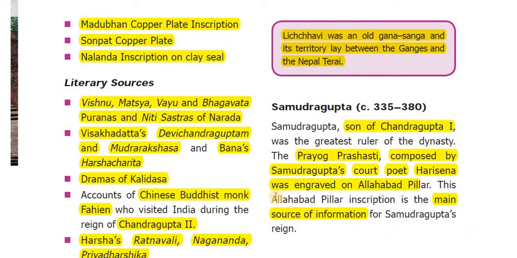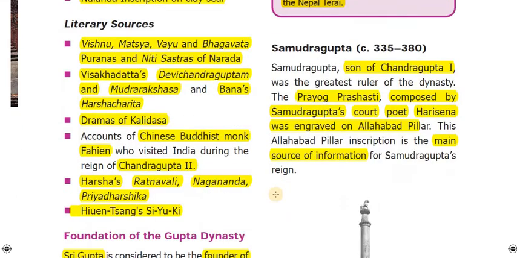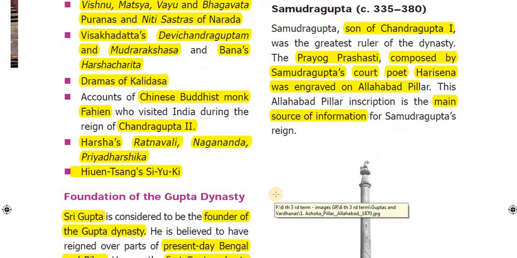Vishakadatta's Devi Chandraguptam and Mudrarakshasa, and Bana's Harshacharita. Dramas of Kalidasa. Accounts of Chinese Buddhist monk Fahian who visited India during the reign of Chandragupta II. Harsha's Ratnavali, Nagananda and Priyadarshika. Huentsang's Siyuki.